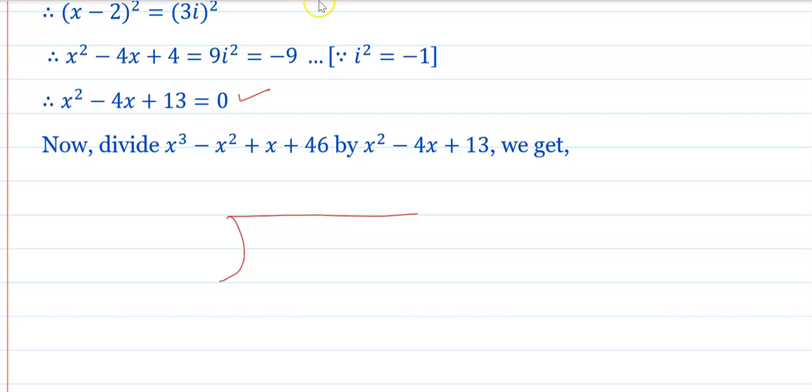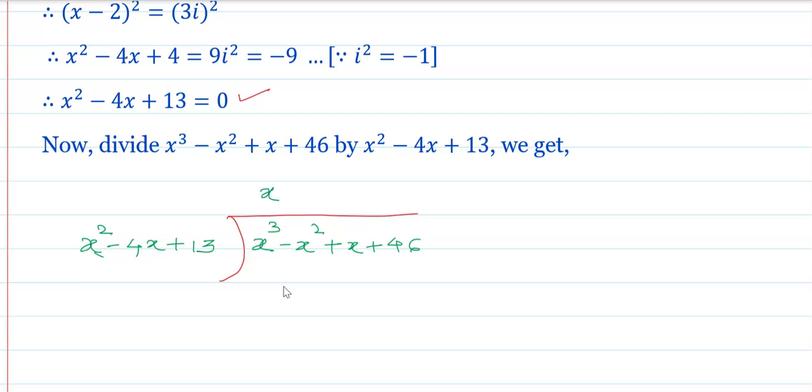Okay. Change the ink of the pen. Here is x raised to 3 minus x square plus x plus 46. And here x square minus 4x plus 13. Okay. Now for this division, consider the first term x cube and consider the first term of this divisor, that is x square. To get the x cube, we have to multiply this x square by x.